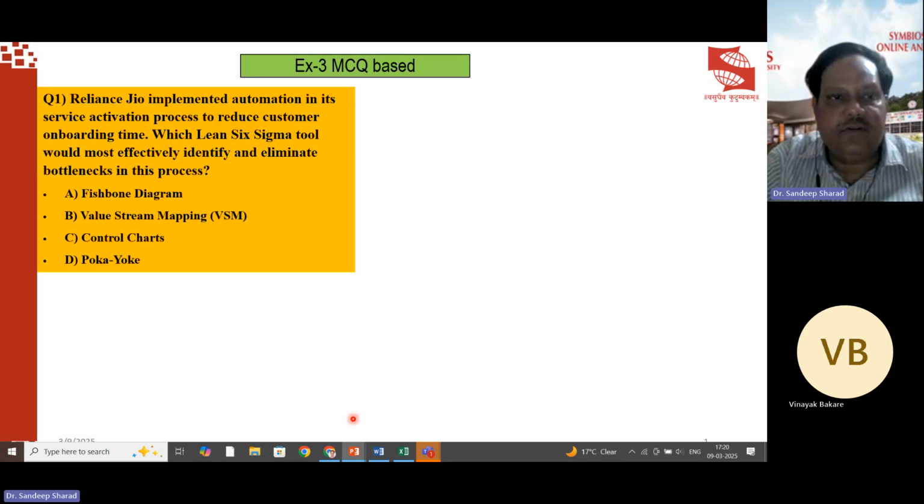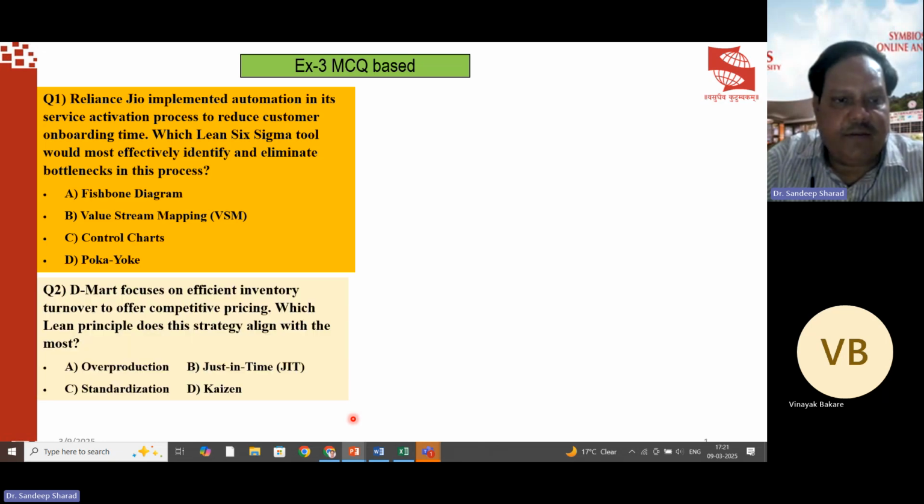We go to the MCQ. Reliance Jio implemented automation in its service activation process to reduce customer onboarding time. Which Lean Six Sigma tool would most effectively identify and eliminate bottlenecks in the process? Fishbone diagram, value stream mapping, control charts, and PDCA. I think B is the correct answer, value stream mapping.